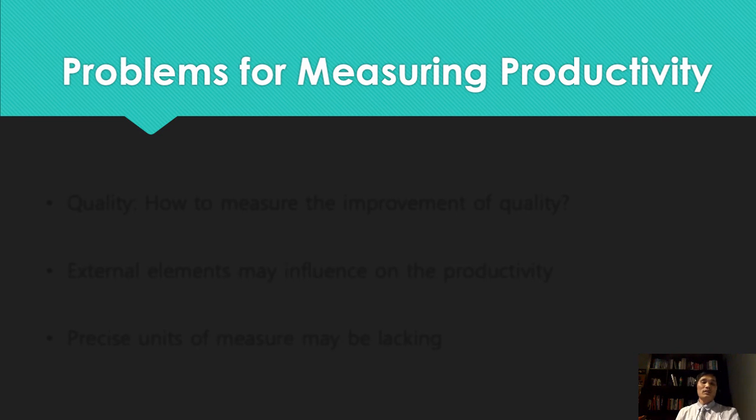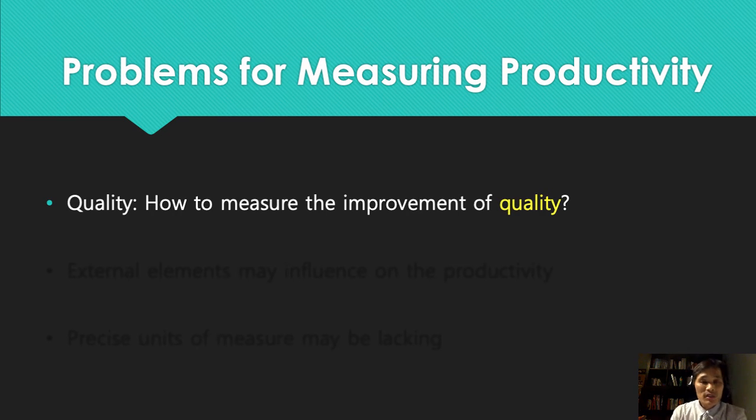Let me talk now about problems of measuring productivity. The first problem is quality. How do we measure the improvement of quality with productivity? For example, the same car, but its design was simplified and engine efficiency improved each year or each month. That quality improvement may not be reflected in the productivity measure.